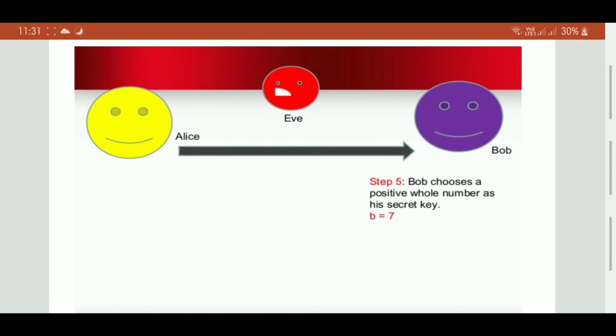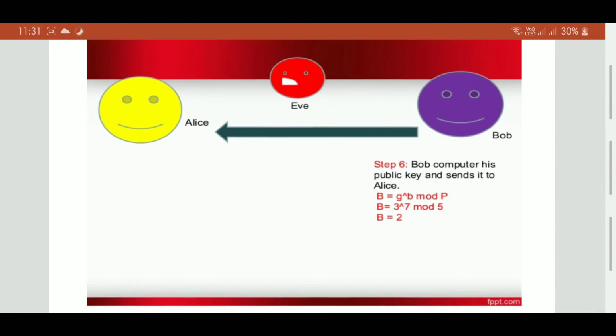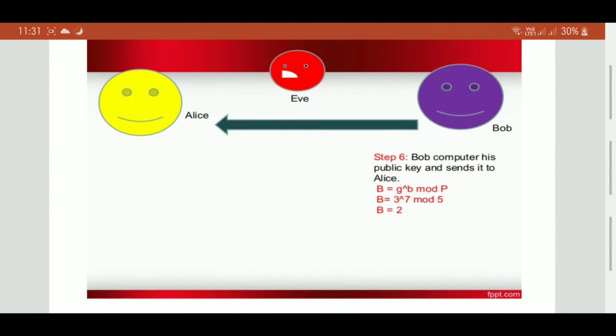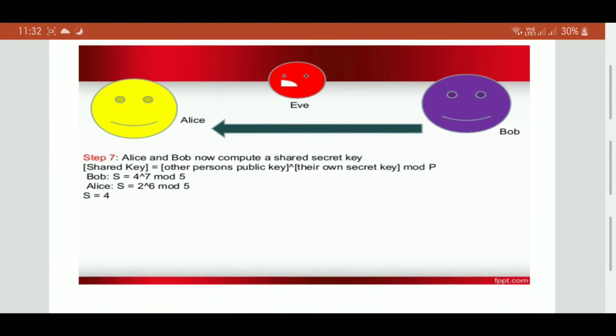Step 5. Bob chooses a positive whole number as his secret key, b is equal to 7. Step 6. Bob computes his public key and sends it to Alice. B is equal to g raised to b mod p, B is equal to 3 raised to 7 mod 5, B is equal to 2.